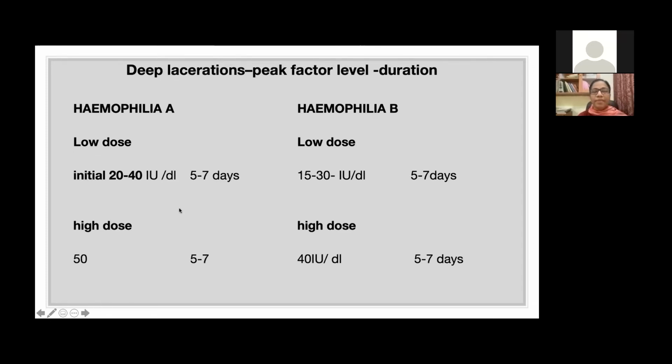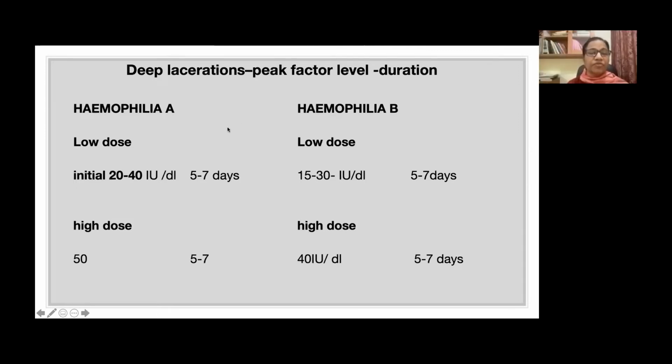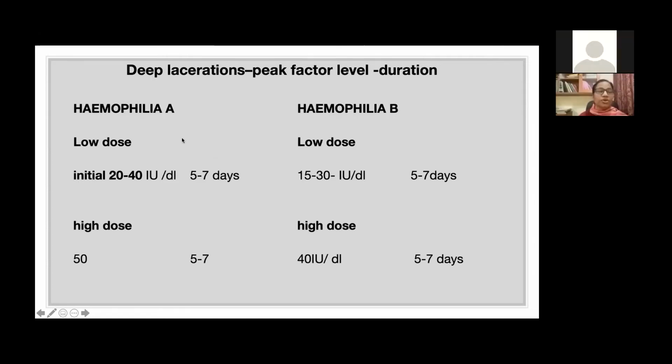And deep lacerations in children are also not that rare. After playing, traumatic bleeding can occur, and they present with lacerations and contaminated wounds, etc. So you have to treat the infection also. The low dose pattern is 5 to 7 days depending upon the size of the wound. It is 15 to 30 in case of hemophilia B, and high dose is 50 for 5 to 7 days and 40 for 5 to 7 days in case of B.